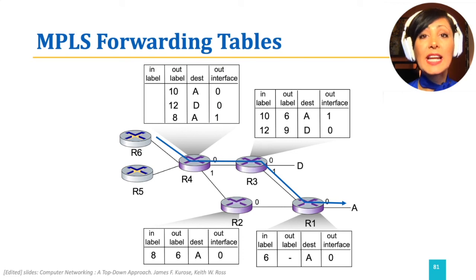R4 can now choose any of routers R3 or R2 to send packets towards destination A. It can use one of these paths as the main path and the other as the backup path used in fast reroute.